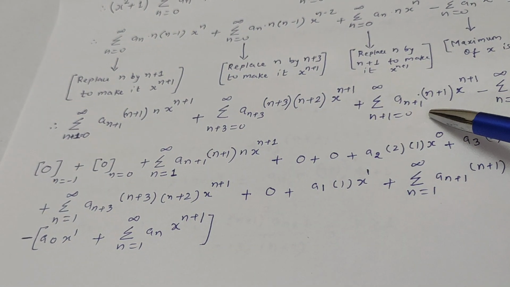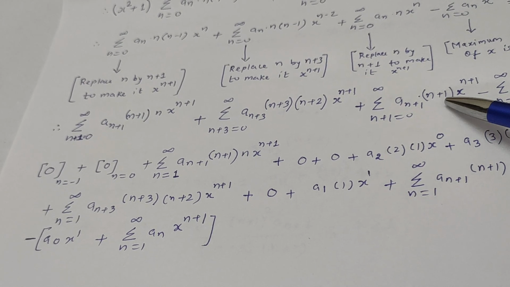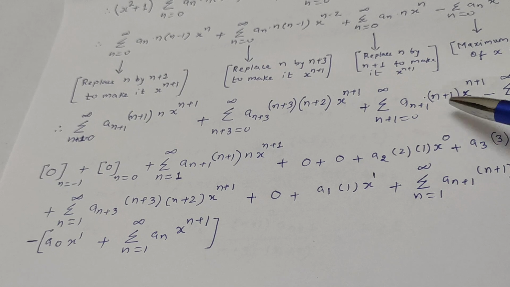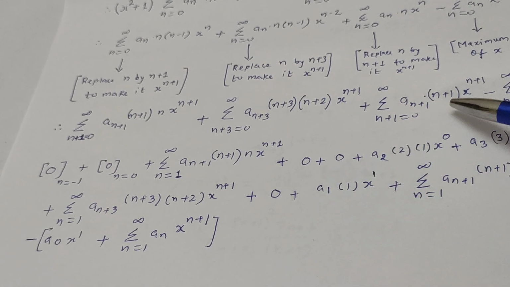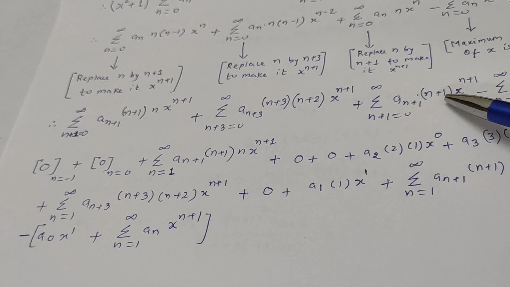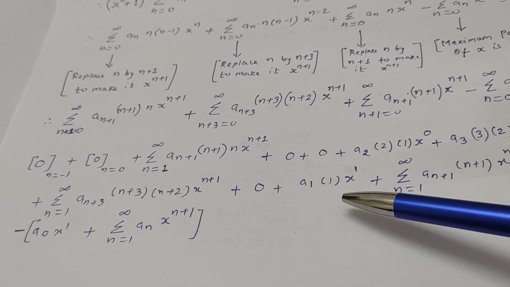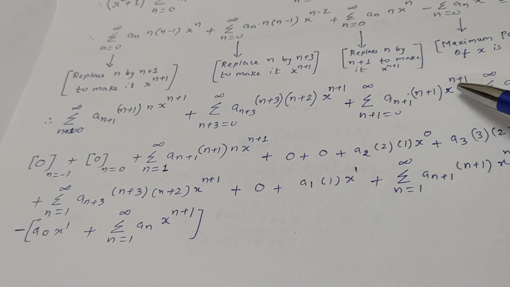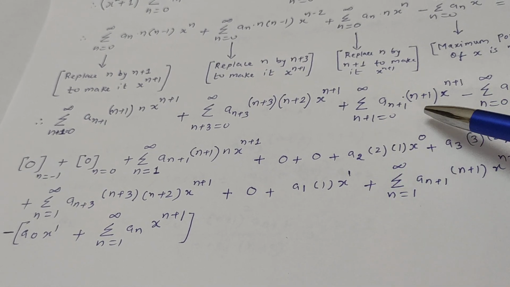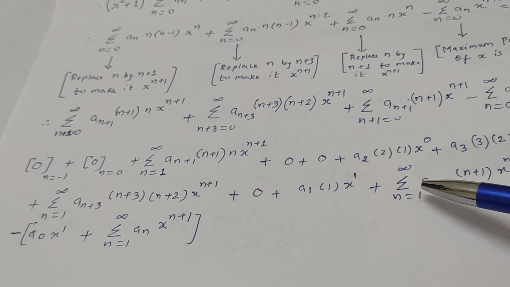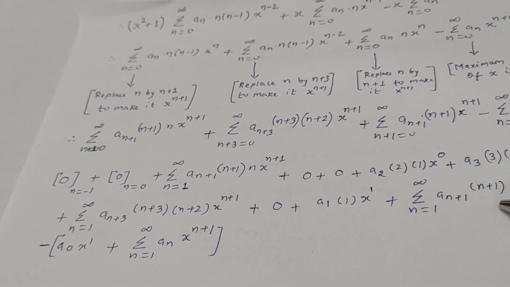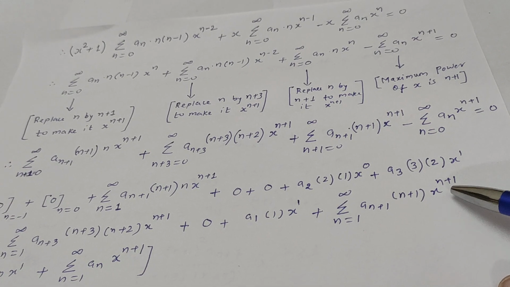Now for this term, you have to put down the value of n equals to minus 1. If you put down n equals to minus 1, it will become 0, so its first term is 0. Then after, put down n equals to 0. If you put down n equals to 0, a(n plus 1) will become a1, and x raised to n plus 1 will become x raised to 1. And the remaining term will be in the form of summation n equals to 1 to infinite, a(n plus 1), (n plus 1), x raised to n plus 1.